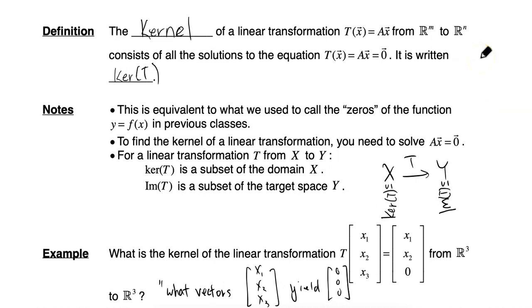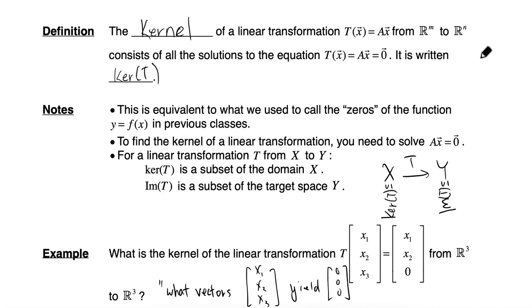Second part of this section, and this time we're going to talk about the kernel. So let's read the definition first. The kernel of a linear transformation T from Rm to Rn consists of all the solutions to the equation T of x equals 0, and it is written Ker of T, K-E-R of T. So this is what corresponds to looking for the zeros of a function.